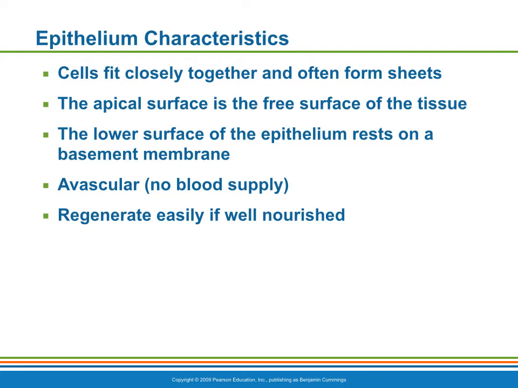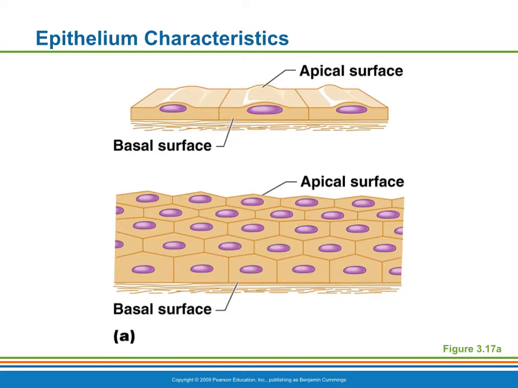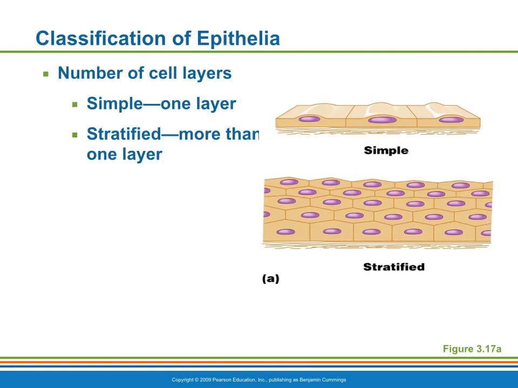Now, you can see here where it talks about avascular. They're innervated, meaning that they have nerves, but they're avascular, meaning they have no blood supply. And these types of cells have high regeneration capacity. Again, only if they're well nourished. So let's look at a couple. Here is what the epithelial characteristics look like. They're very tightly packed together.